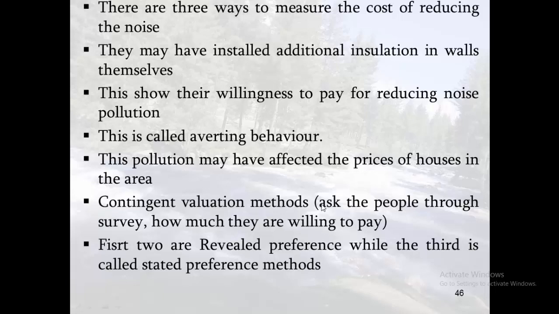Contingent valuation is another method. As I discussed, we will discuss it in the next two units. We go and ask the people through a survey. We conduct a survey. We go to the people and ask them how much they are willing to pay in order to avoid this noise, in order to skip this pollution. How much they are willing to pay.